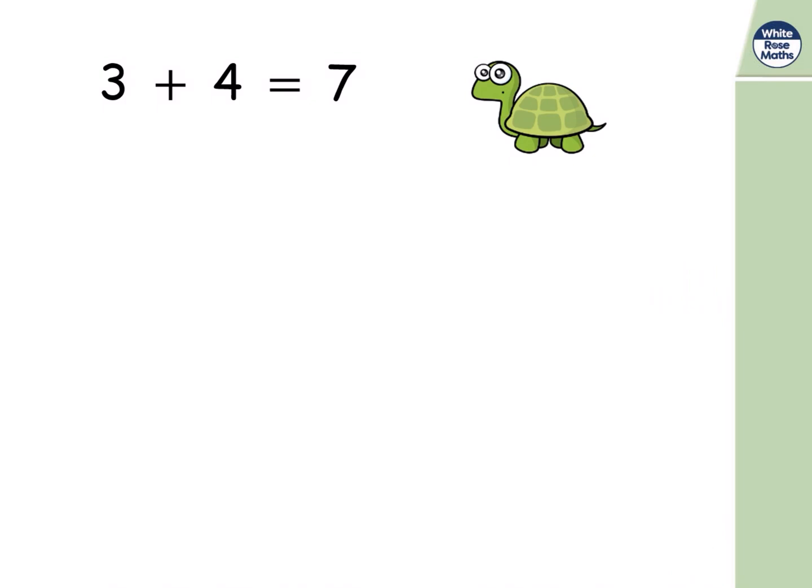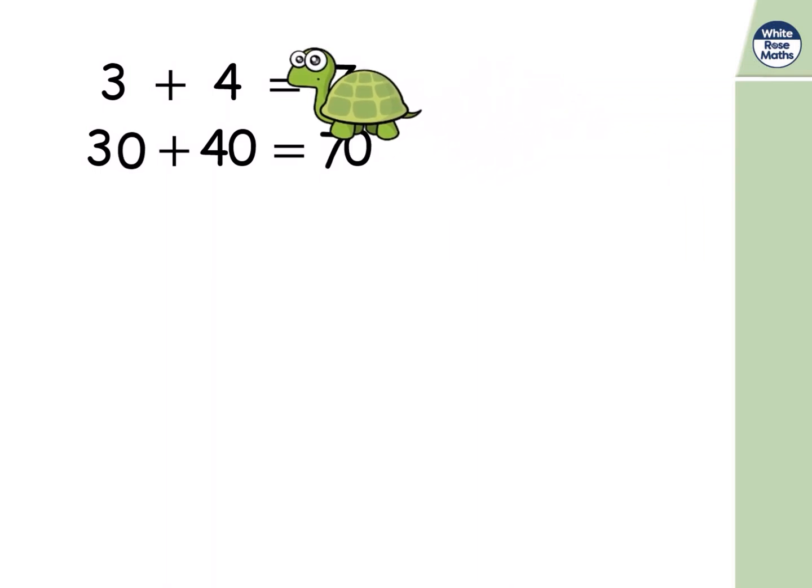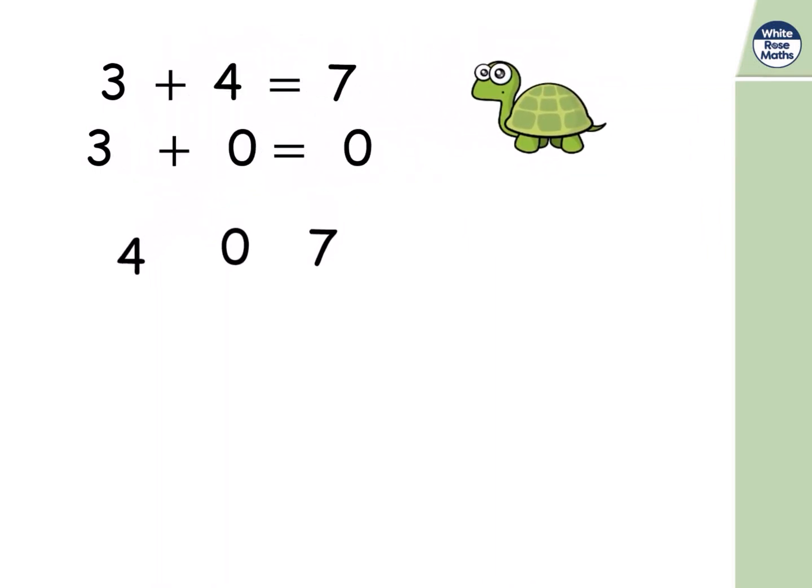Tiny's getting very good at these now. He knows that 3 plus 4 is equal to 7, so therefore 3 tens plus 4 tens is equal to 7 tens. Whoa! He's celebrating! While you were celebrating, Tiny, you've knocked some of the digits out of place. How are we going to put these back?